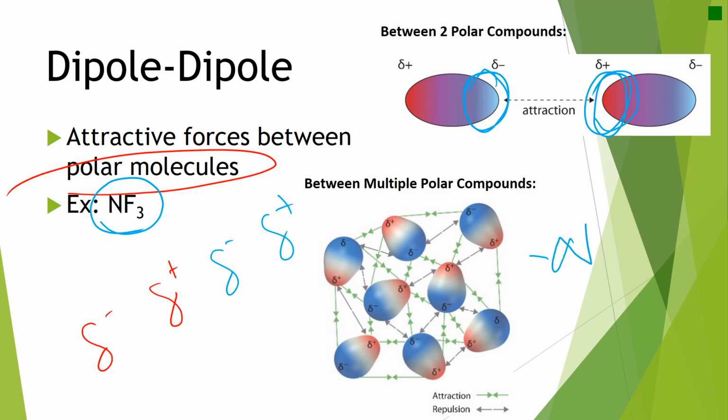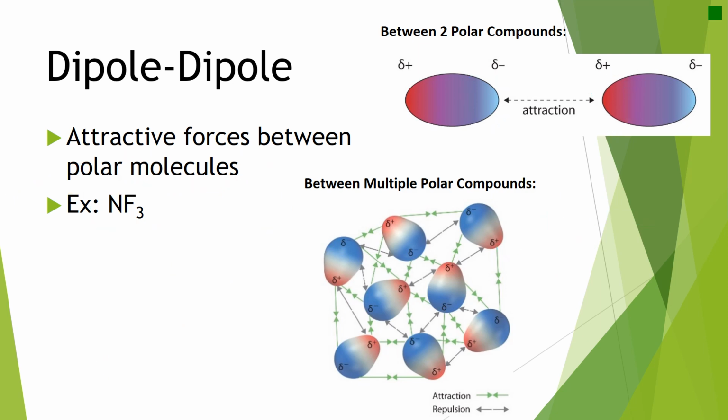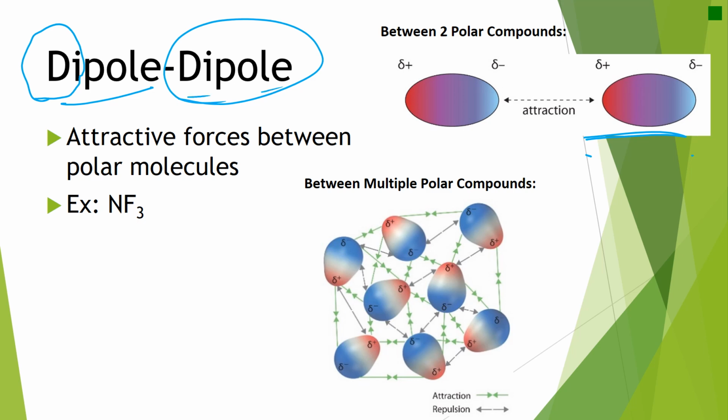So going back to last chapter, if you have NF3, you're going to have a polar molecule because it's got that trigonal pyramidal shape, and so it's going to be polar, and therefore all you have to do is it's going to have this dipole-dipole. What does dipole-dipole mean? It says that it's a compound that has 2 poles, meaning it's polar. We've got a positive pole and a negative pole, and it's attracted to something else that has a positive pole and a negative pole, so one 2-polar system.